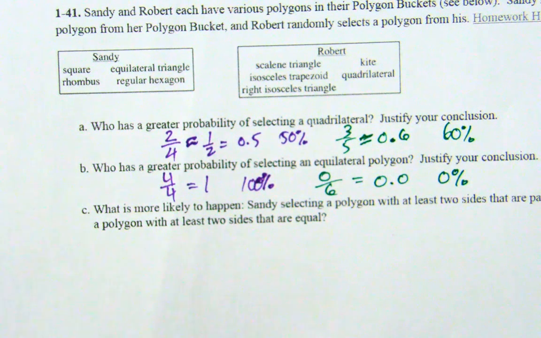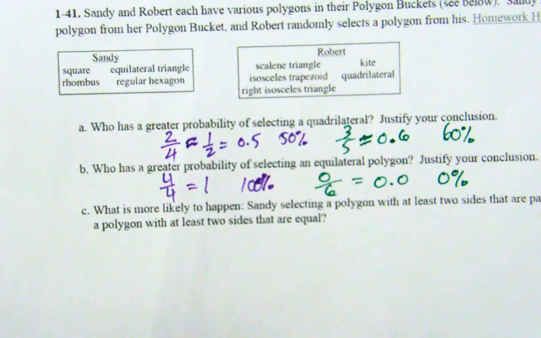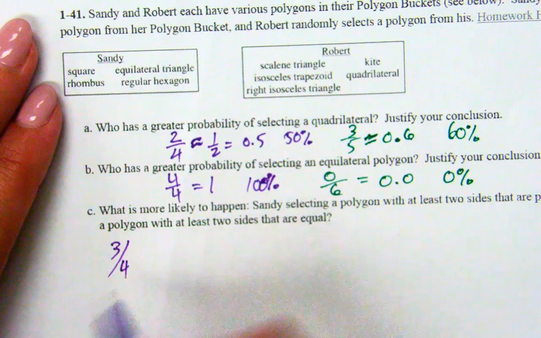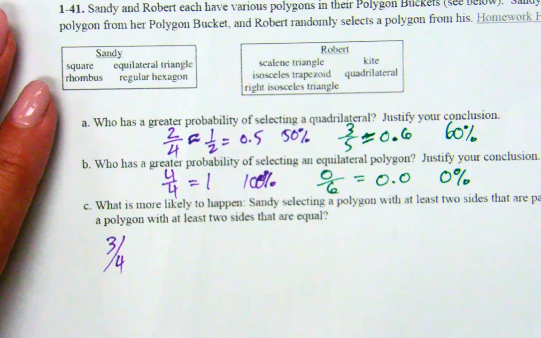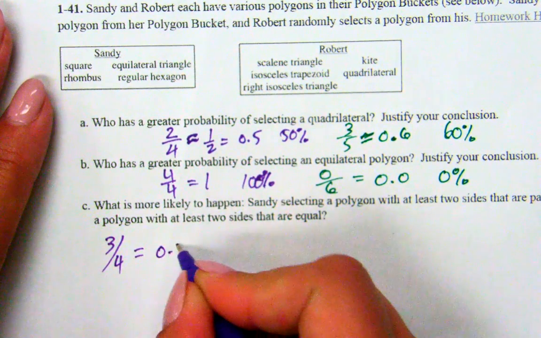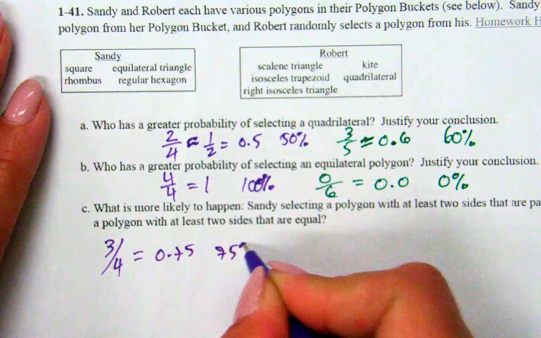Okay. So the question next is, what is more likely to happen? Sandy selecting a polygon with at least 2 sides that are parallel. Okay, so let's figure out what that is. 2 sides that are parallel. Okay, well, a square has parallel sides. Okay, a rhombus has parallel sides. Just look at the picture in the polygon organizer that we did a couple of days ago. Equilateral triangle, no parallel sides. And regular hexagon does have parallel sides. So she actually has a 3 in 4 chance of getting a polygon with at least 2 sides that are parallel. So that basically turns into 0.75, or better known as 75%.